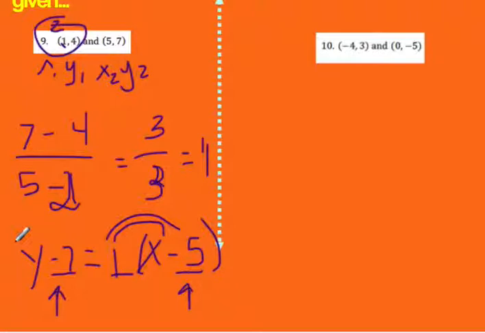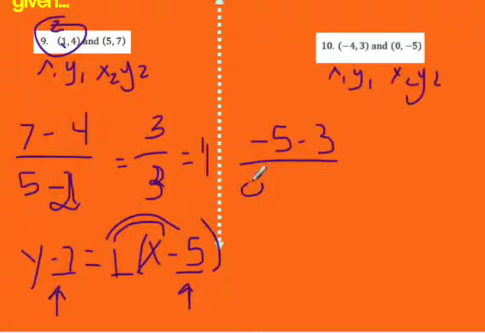So what we're going to do is label it x1, y1, x2, y2. Then I'm going to have y2 minus y1 divided by x2 minus x1. Now remember, when you subtract a negative, it becomes plus a positive. So I get negative 8 divided by 4, which is going to give me a negative 2. So my slope here is going to be negative 2.